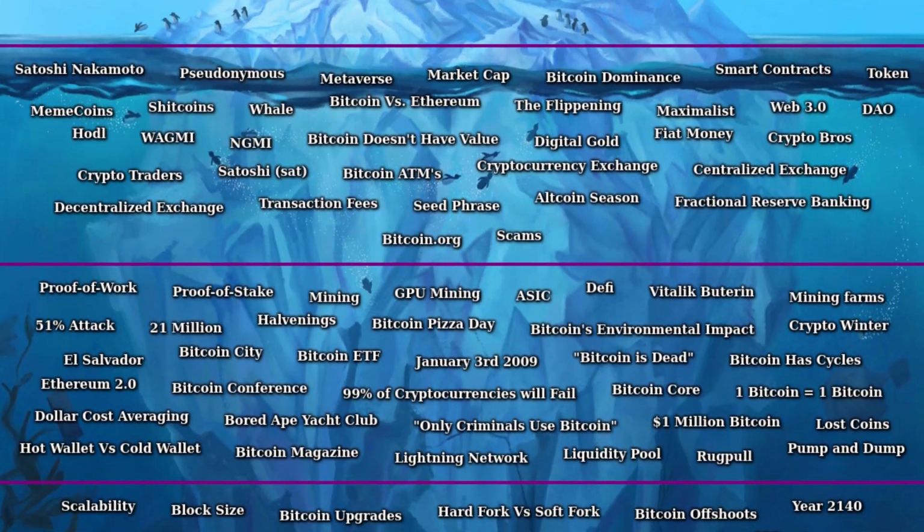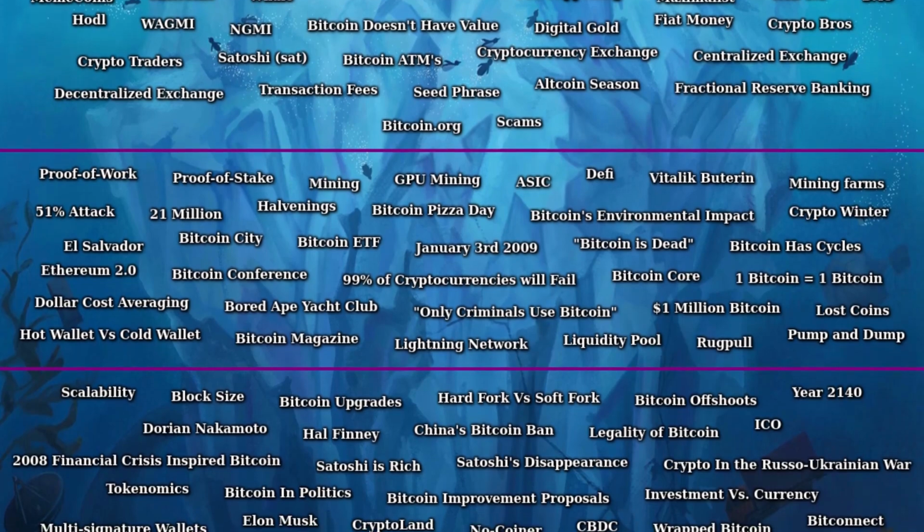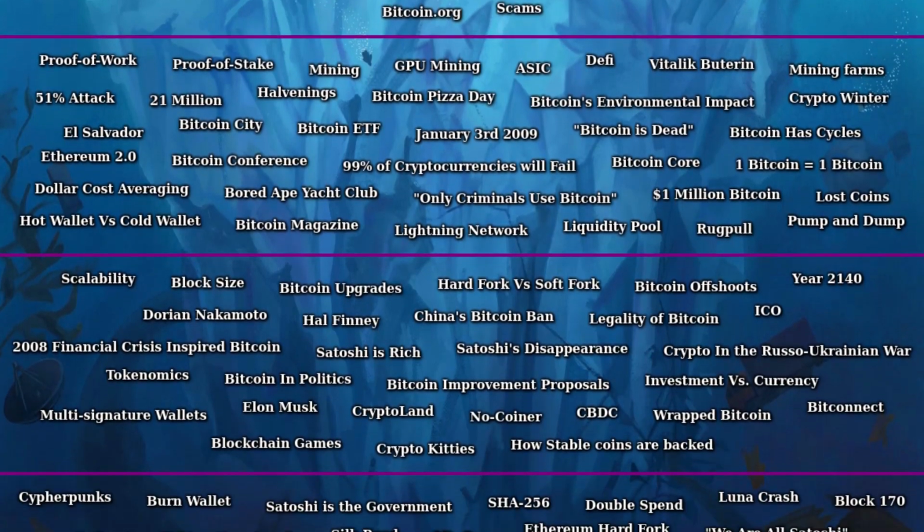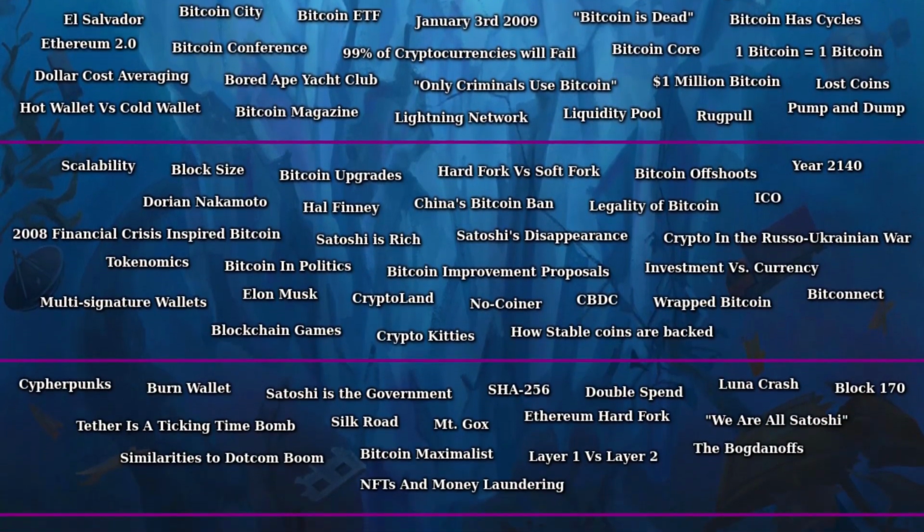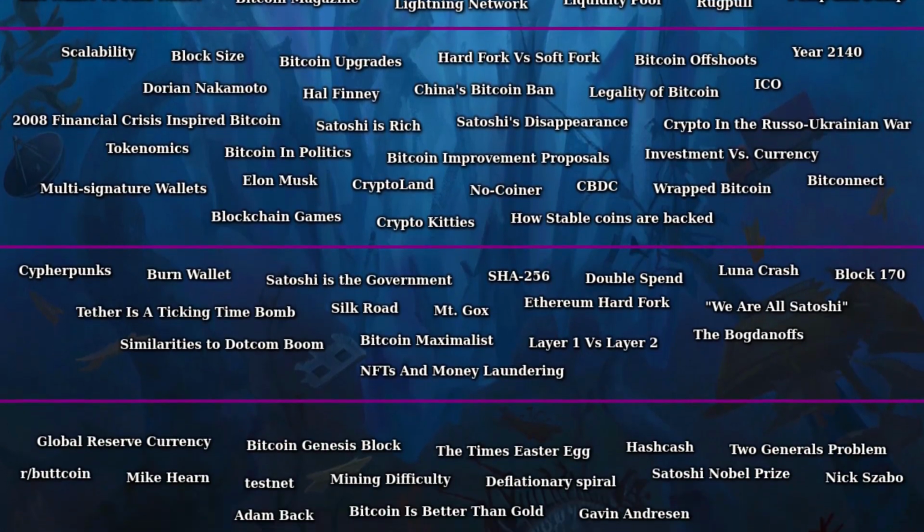So that's all the entries in the cryptocurrency iceberg. There are many that I could add to it, but I'd like to encourage you guys to go add your own submissions. If you want to do that, then I'll leave a link in the description to this iceberg.